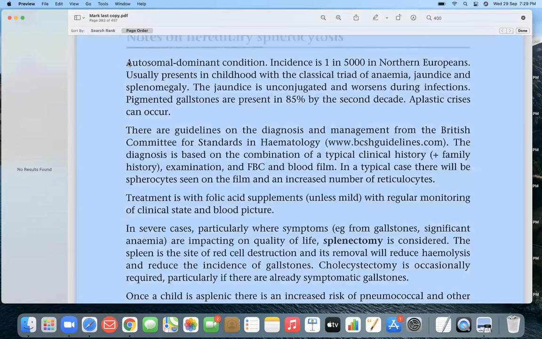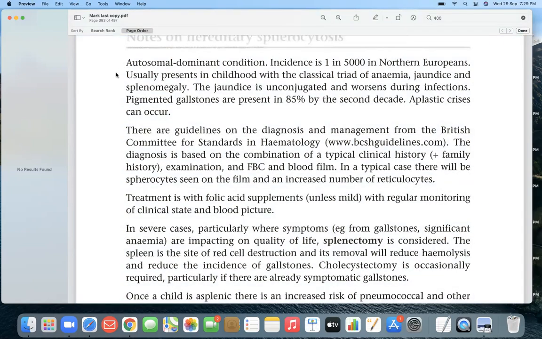So they are also asking about inheritance of some conditions. You should know about it. Okay. It's an autosomal dominant condition. Incidence is 1 in 5,000 in Northern Europeans, more commonly. It usually presents in childhood with the classic triad of anemia, jaundice, and splenomegaly. So in our case, there was anemia, there was jaundice, and splenomegaly. Okay. So one thing is ethnicity, and with pallor, jaundice, and splenomegaly, think of hereditary spherocytosis.